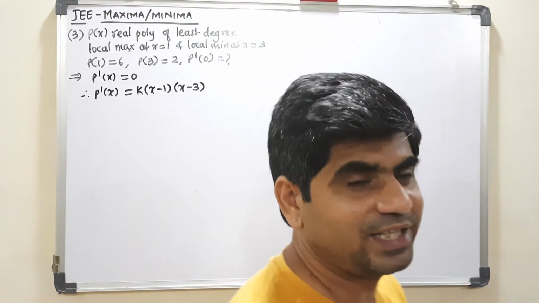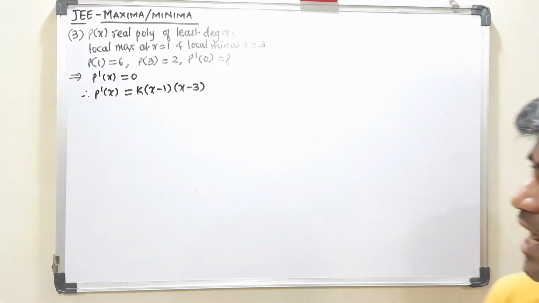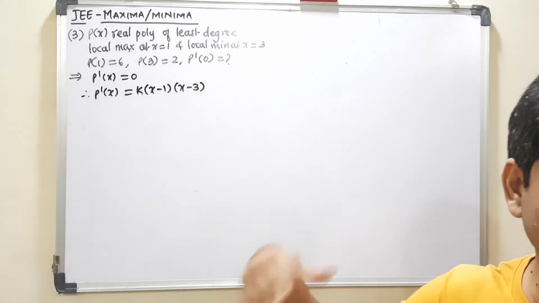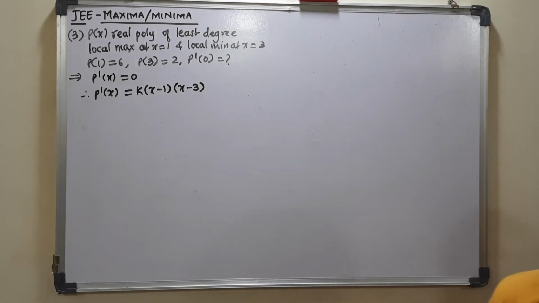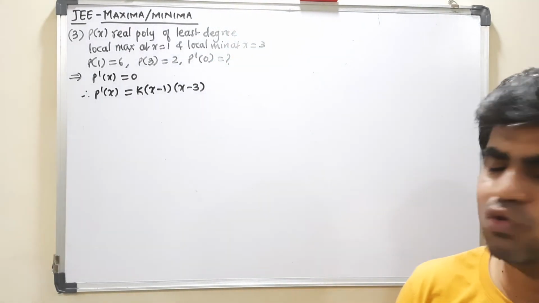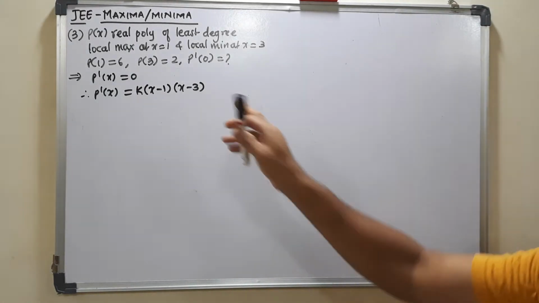If this word is not there, if it is told cubic or so-called higher order, then the cases will be different. We will deal with that also. But right now the degree is least, so degree is least means not more than 1 or 2. But here the two critical points are already mentioned. So it could be this.